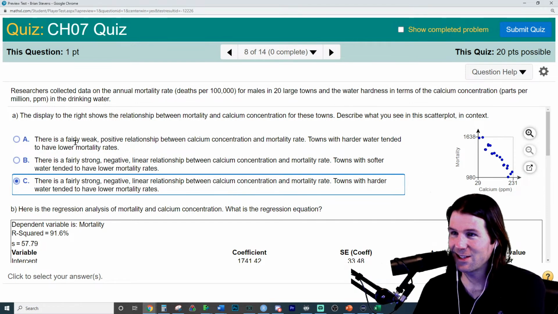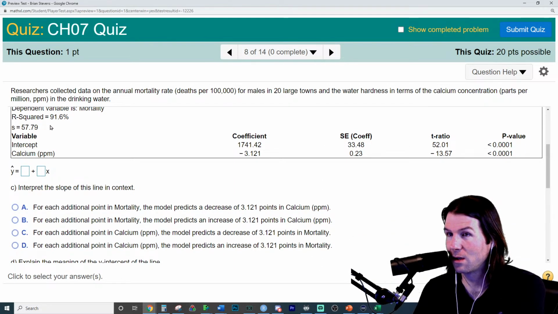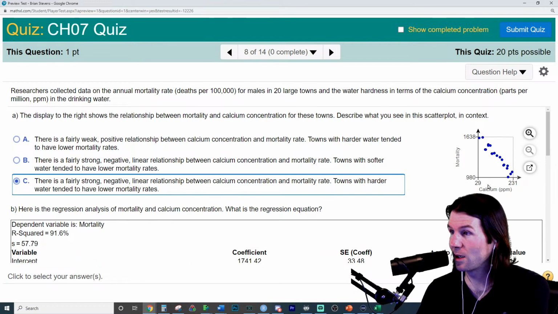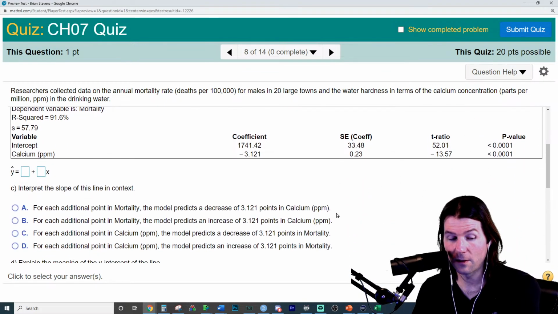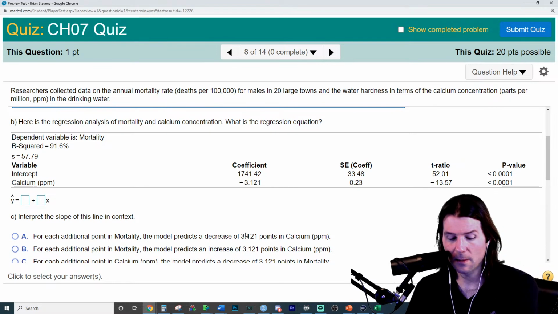You can use the classic, like, what is the difference between these? This one says fairly weak, but that is really strong. And you can probably see, it gives us the R squared. 91.6% of the variation in mortality rate is explained by the variation in calcium. So that's a lot of the variation. This is a very, very strong model. So this one right here is just knowing what the output is.